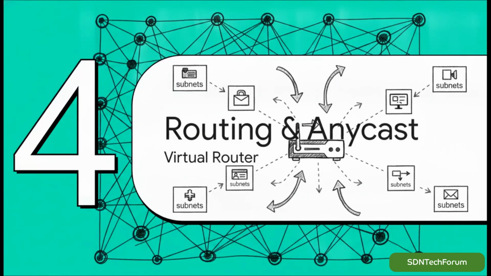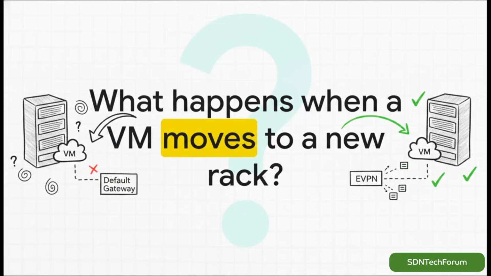All right, Section 4, Routing and Anycast Gateways. The really crucial point here is that once bridging is solved, we need to turn this entire fabric into one big virtual router to handle traffic between different subnets. To understand why EVPN routing is so incredibly powerful, let's look at a real-world scenario. What actually happens to the default gateway when a virtual machine migrates from a server in, let's say, Rack 1 to a totally new server over in Rack 10? In legacy setups, preserving the ARP cache and making sure that VM could still reach its gateway without dropping connections, well, it was a massive headache.